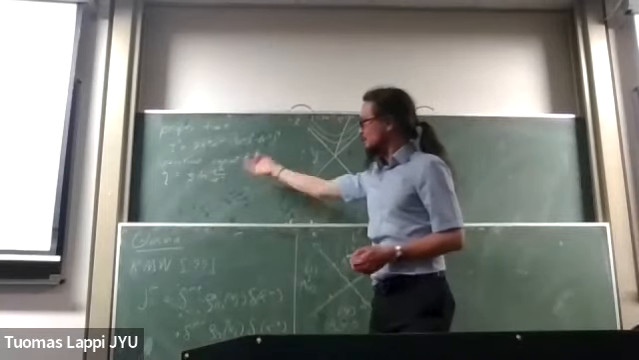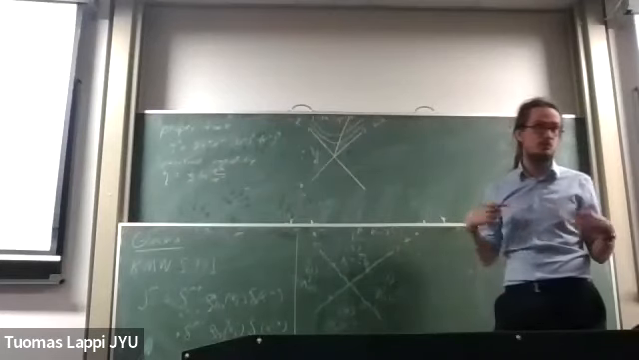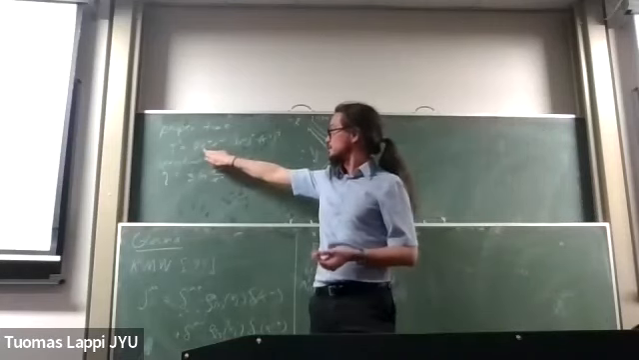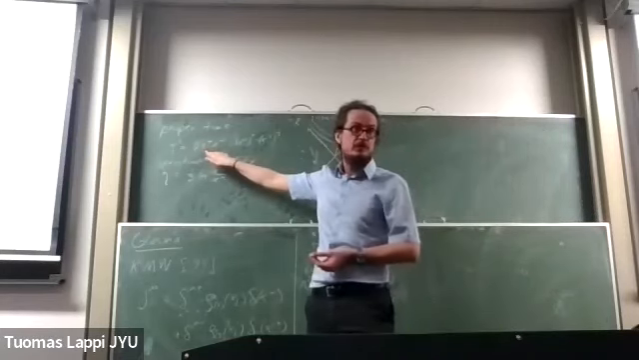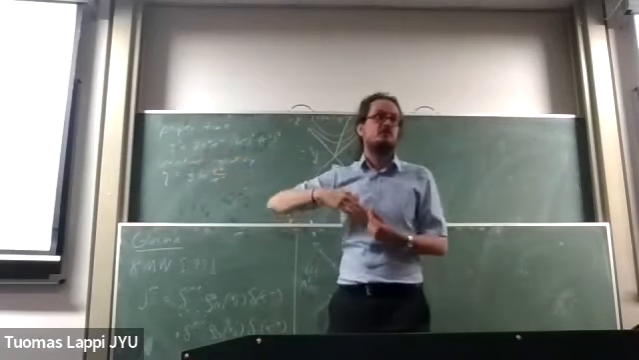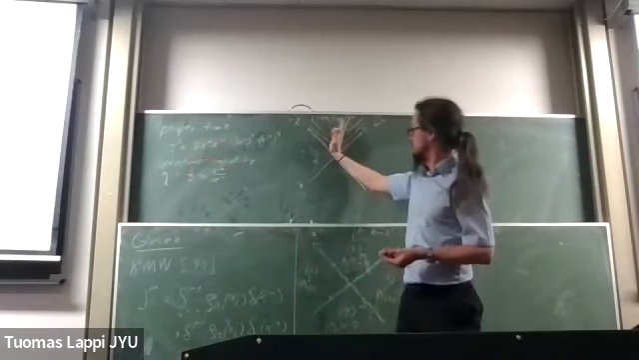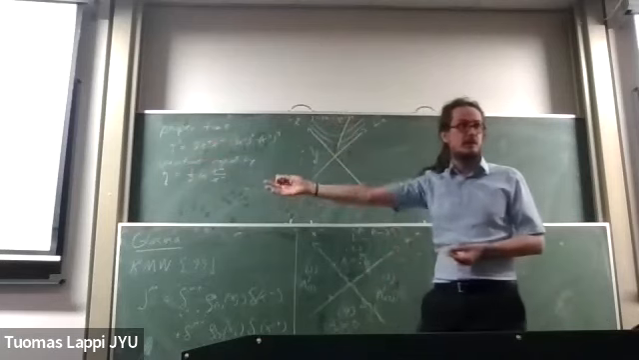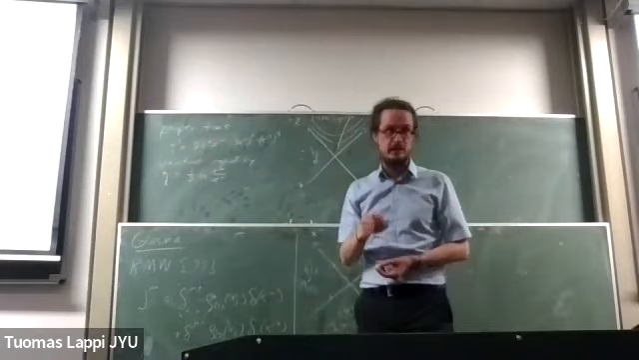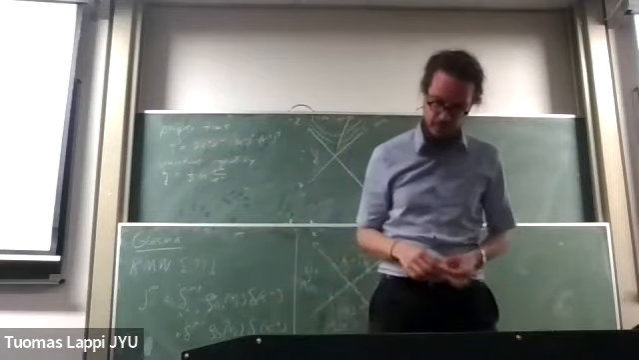You can hopefully believe me, and you can check if you want, that if you do a boost in the z direction, tau does not change, and eta just gets shifted by a constant. So a boost is going from such a surface to such a surface. Tau doesn't change. Eta gets shifted by a constant. So boosting takes you from eta to eta plus the rapidity of the boost.